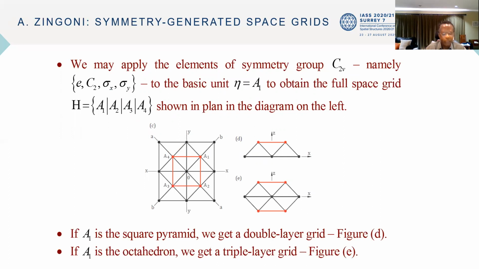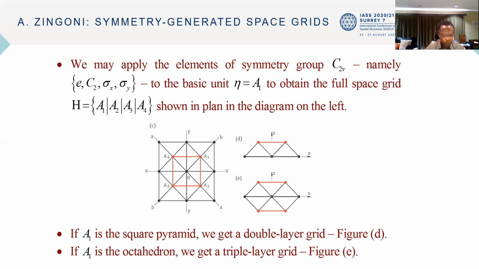We may apply the elements of symmetry group C2V, namely E, C2, sigma x and sigma y, to the basic unit η = A1 to obtain the full space grid H, shown in plan in the diagram on the left. If A1 is a square pyramid, we get a double layer grid, figure D. If A1 is the octahedron, we get a triple layer grid, which is figure E.